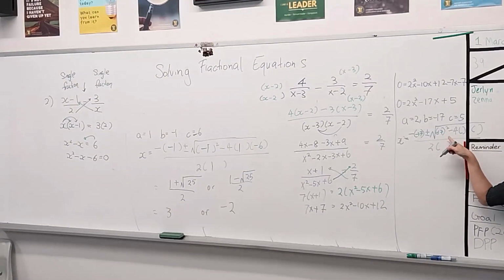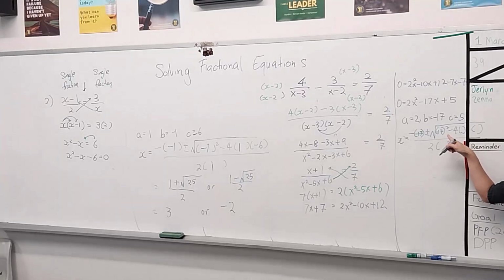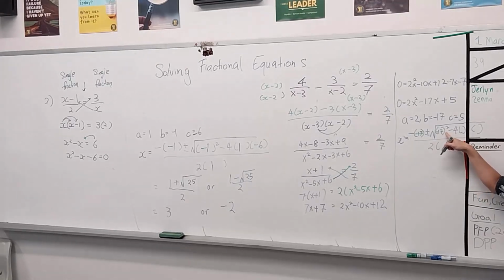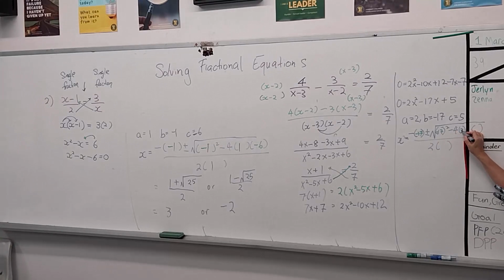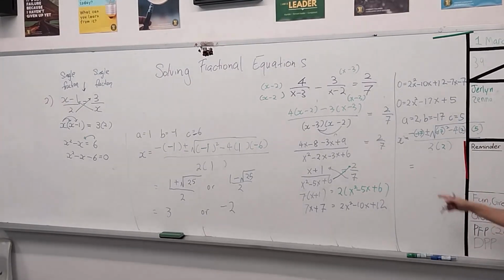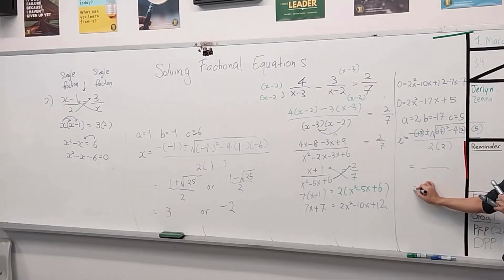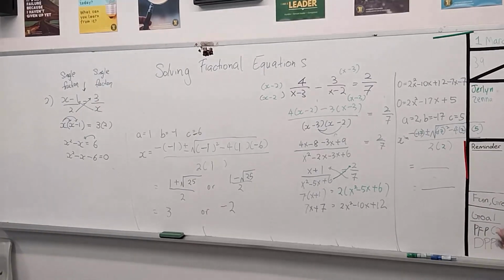What was the mistake in your homework? You never put the bracket when you pressed the calculator. So please take note. 4ac over 2a, and we are done already. So can someone tell me what are the 2 answers? And then that's it for today.